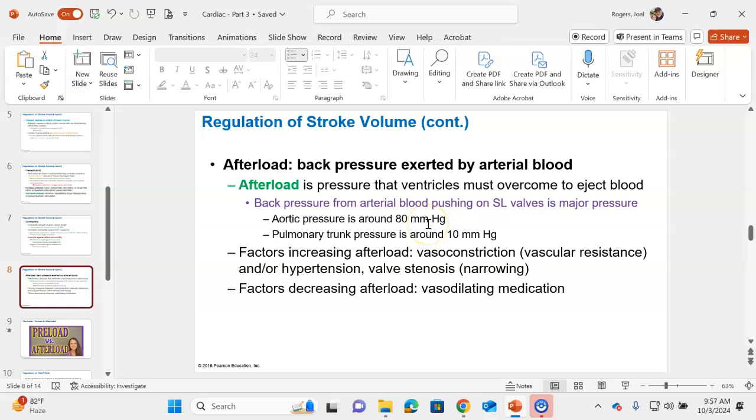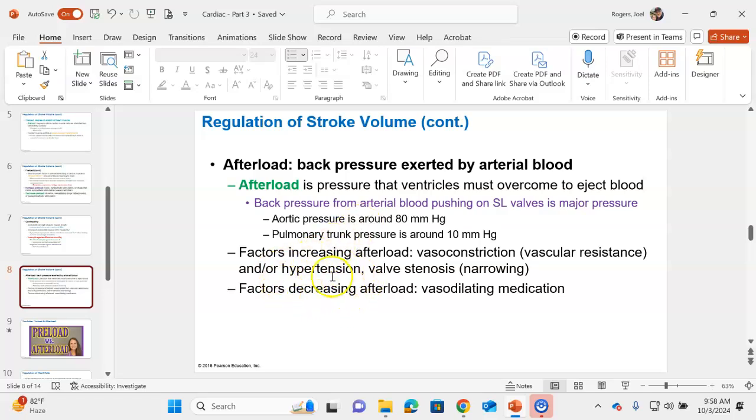So afterload is now a big deal. If afterload increases, stroke volume goes down. It's an inverse relationship. With preload and contractility, it's a direct relationship. If preload and contractility go up, stroke volume goes up. If they go down, stroke volume goes down. Here it's the opposite. If afterload is high, stroke volume goes down. If afterload is lower, stroke volume is higher. So it's just about how much pressure the ventricles have to overcome to get their blood out.